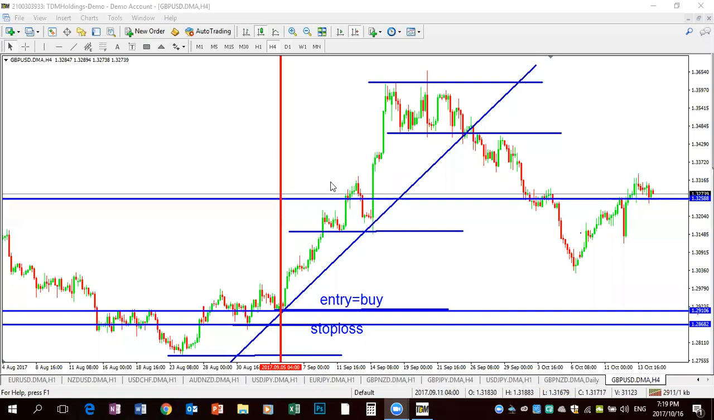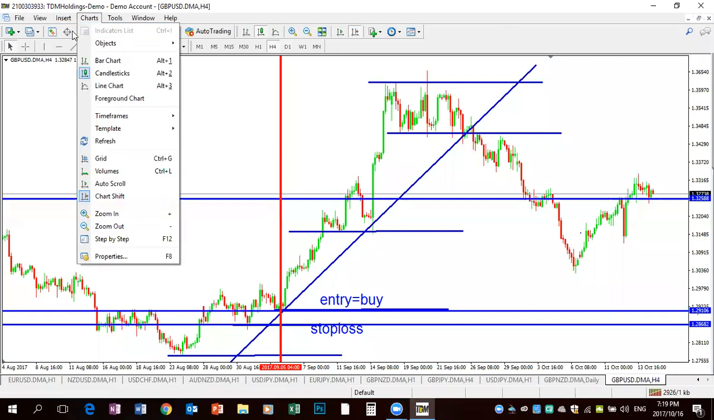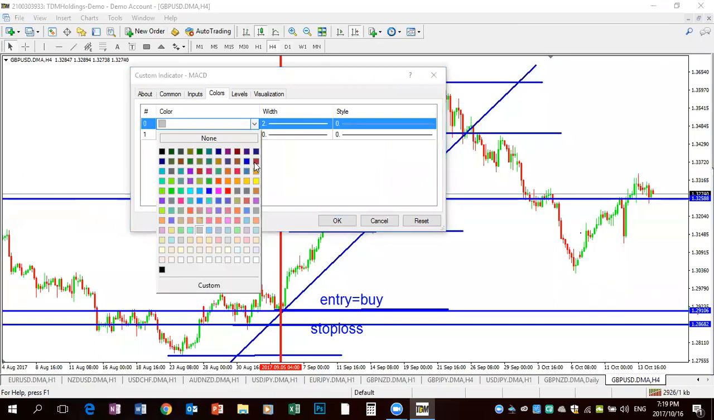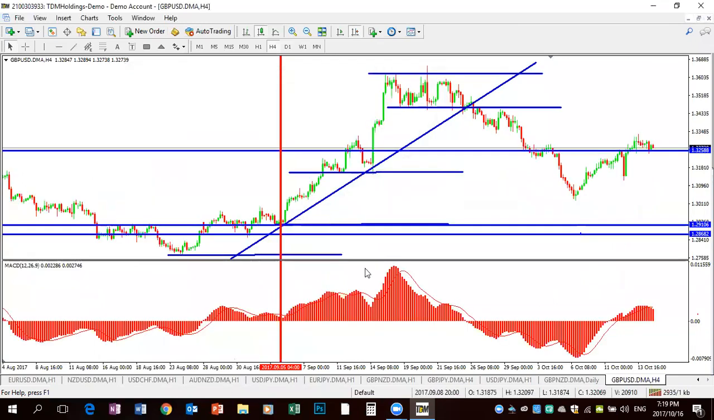The next thing, after we have analyzed our market and we have reasons to believe that we want to buy, we went and inserted indicators to confirm what we have already analyzed. We put MACD on our charts. Remember, we said if the MACD histograms are above 0, they are confirming that you buy. By the way, MACD is the most reliable indicator, the trend indicator.